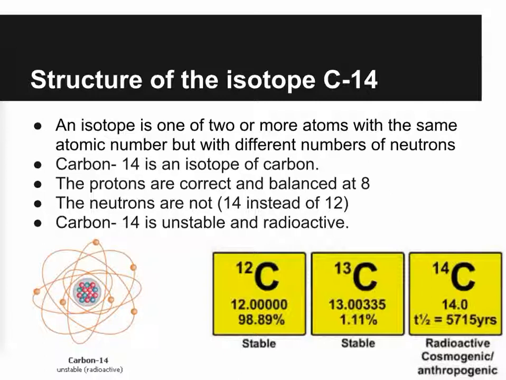Carbon-14 is an isotope of carbon. The protons are correct and balanced at 8. The neutrons, however, are not. 14 neutrons replace the normal 12. Carbon-14 is unstable and radioactive, as pointed out in the left photo below. In the right photo, we see two other isotopes of carbon, carbon-12 and carbon-13. They are both stable, as you can see.